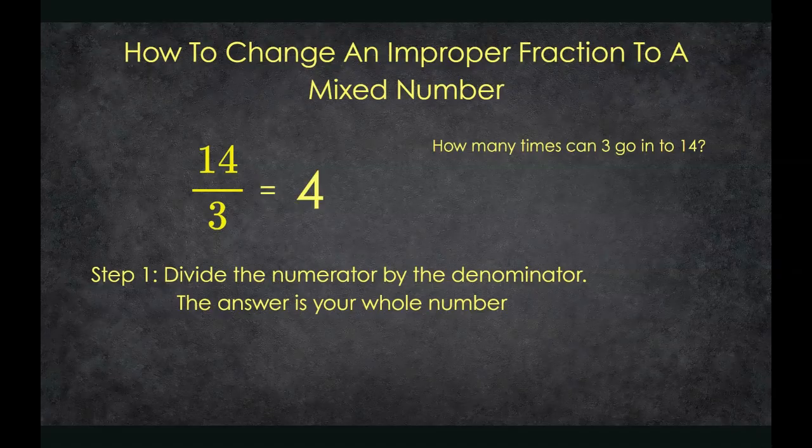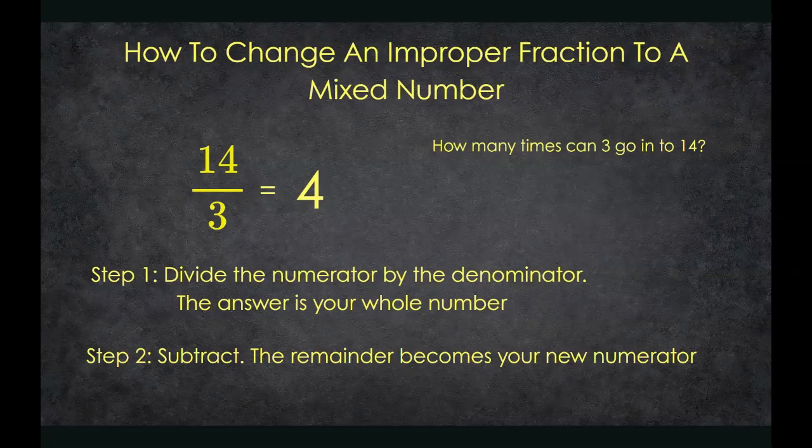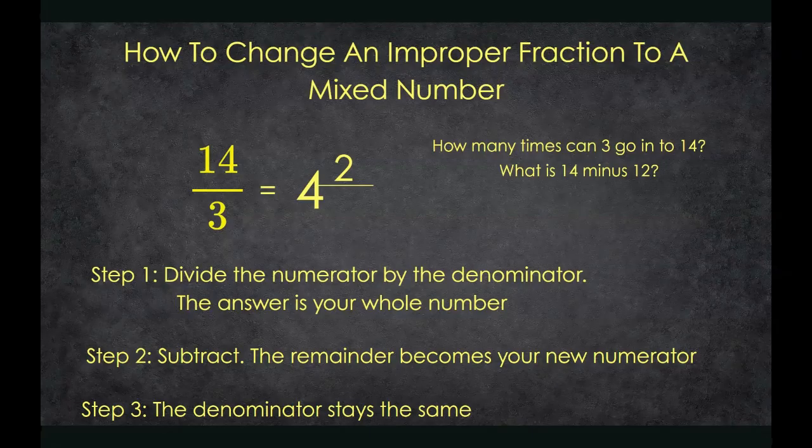That equals 12. So step 2, I'm going to subtract 12 from 14, and that is going to give me my new numerator. 14 minus 12, that's 2. So 2 becomes my numerator. And then I'm in thirds. My denominator is not going to change, so I write 3 as my denominator. 14/3 equals 4 and 2/3. Those two fractions are equivalent.